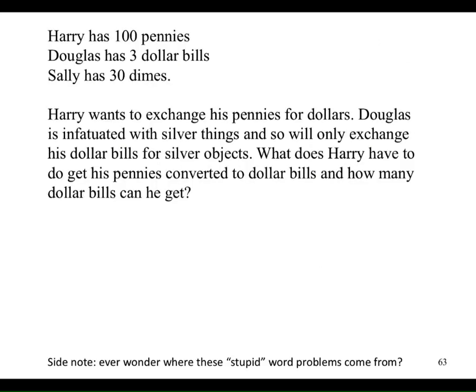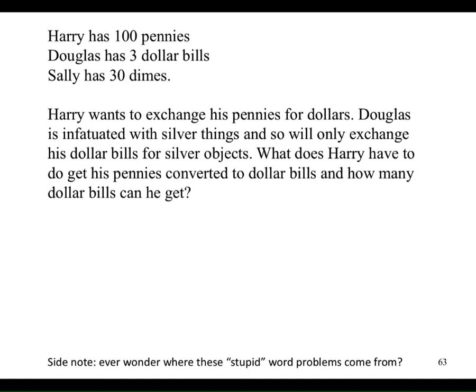So, we could come up with more conversion questions. You might have seen something like this in a math class. Harry wants to exchange his pennies for dollars. Douglas loves silver things and will only exchange his dollar bills for silver objects. What does Harry have to do to get his pennies converted to dollar bills, and how many dollar bills can he get? In this scenario, Harry only has orangey brown materials, so he can't get dollar bills from Douglas. Whereas in the real world, you might just say Harry's stronger than Douglas, he just beats up Douglas and steals his money.